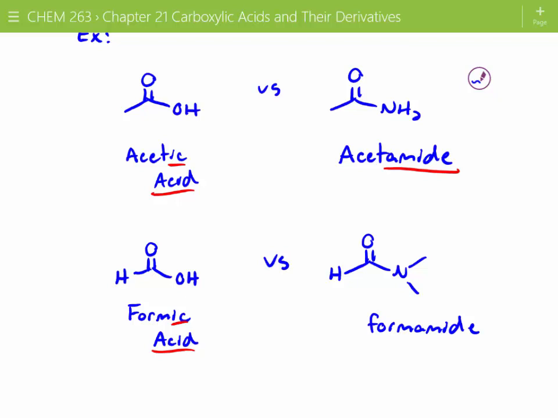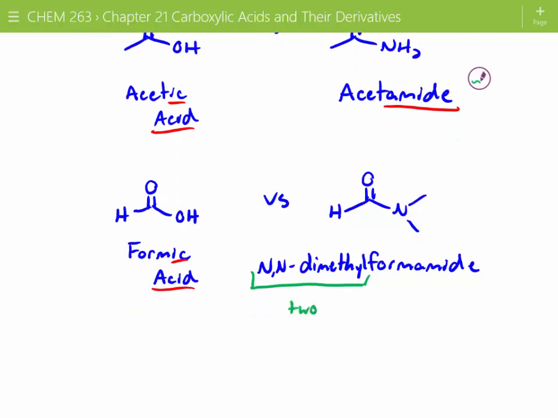We've got two methyl groups coming off of the nitrogen. So this is going to be called N,N-dimethyl. And what this refers to is we have two methyl groups off of the nitrogen. So if it's one, it's just N-methyl. If it was N-methyl formamide, we would only have one methyl group coming off of it.